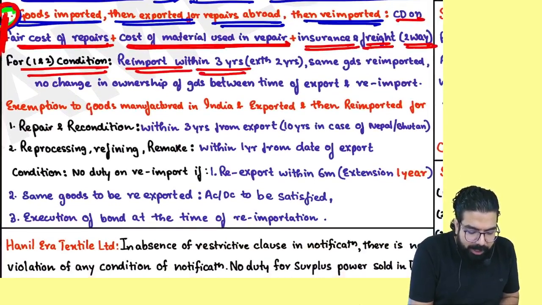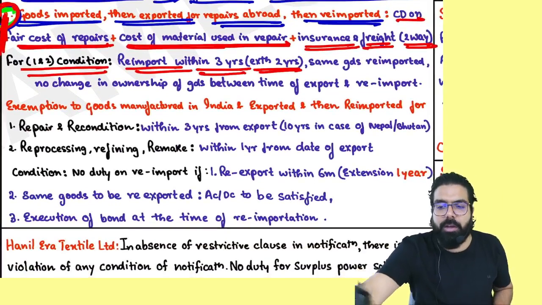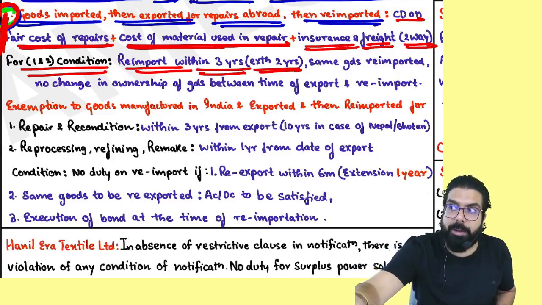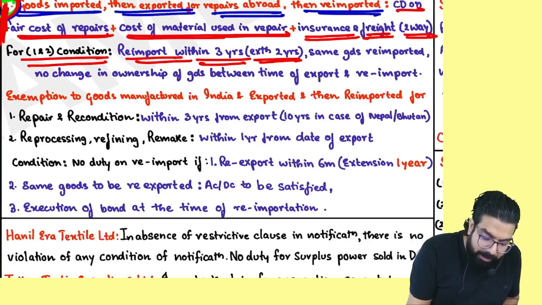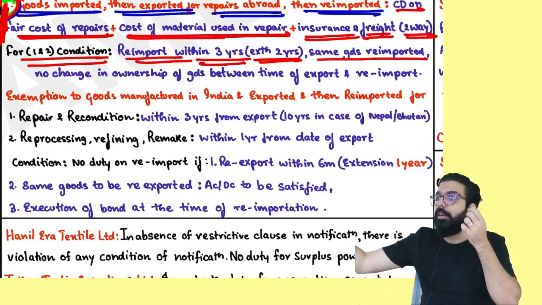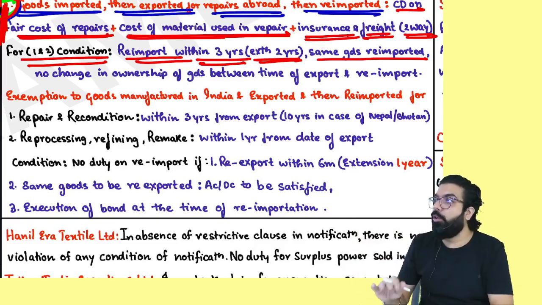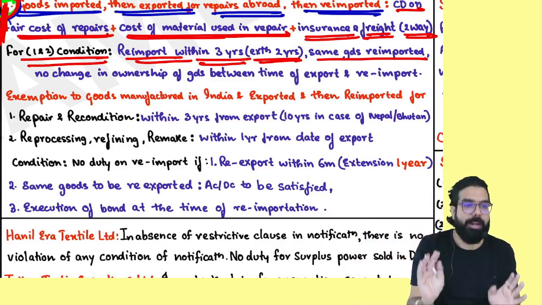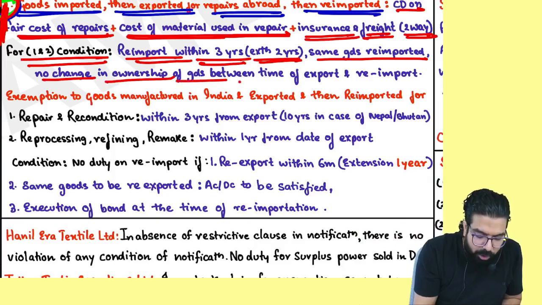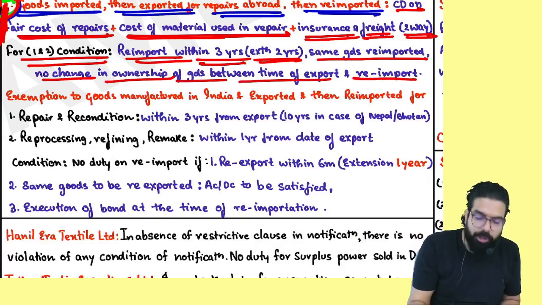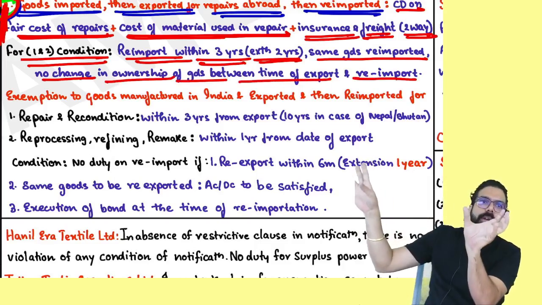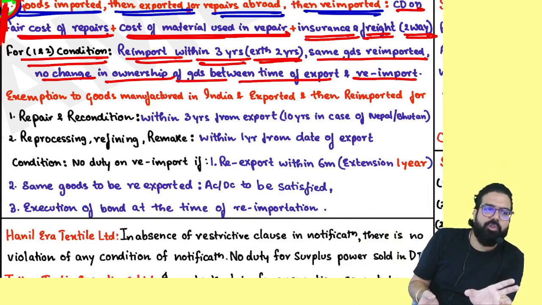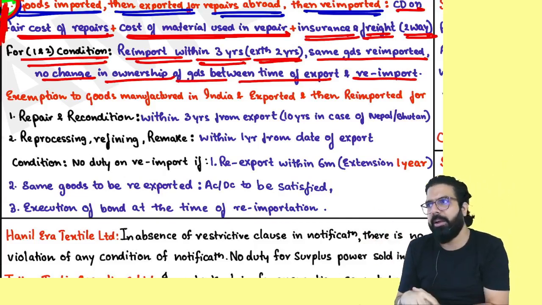Re-import should be done within 3 years plus 2 years. Sir, can you tell me everyone, within how much time you should do the re-import? 3 years plus 2 years. Re-import should happen within 3 years plus 2 years. Plus, same goods should be re-imported. You send AC, came back computer? No. What you send, AC, big AC, same goods that went should come back after repairing. No change in the ownership of the goods between the time of export and import. When I sent the goods, I was the owner. By the time the goods came back, I had already sold the goods to someone else. Then, this concession will not be available.